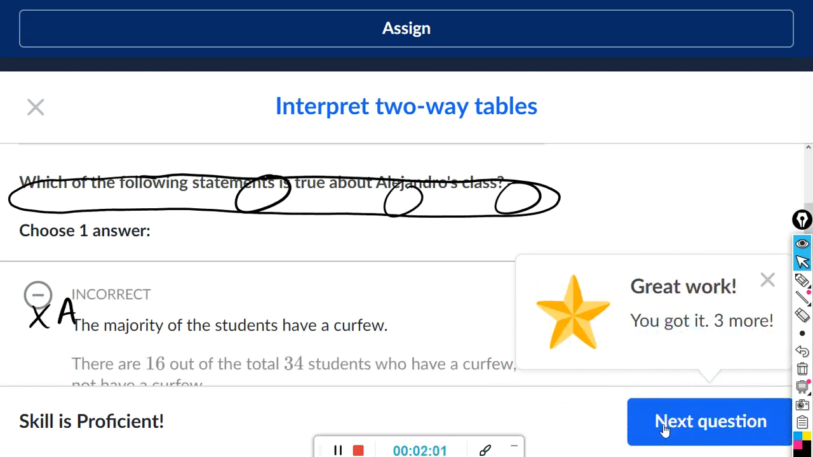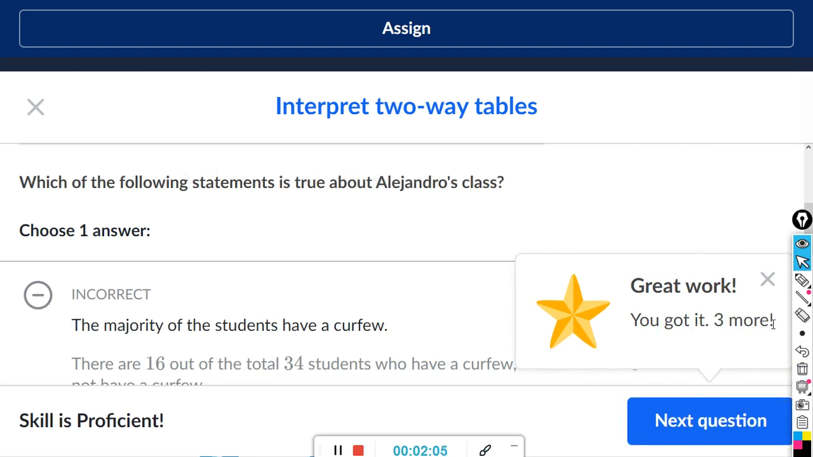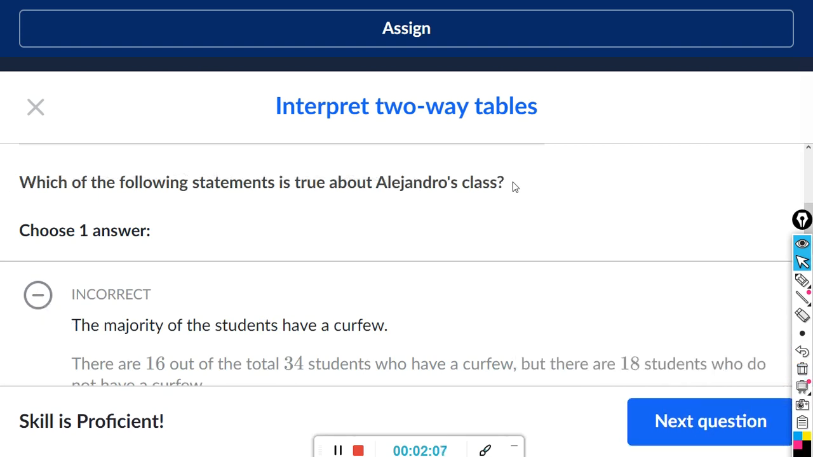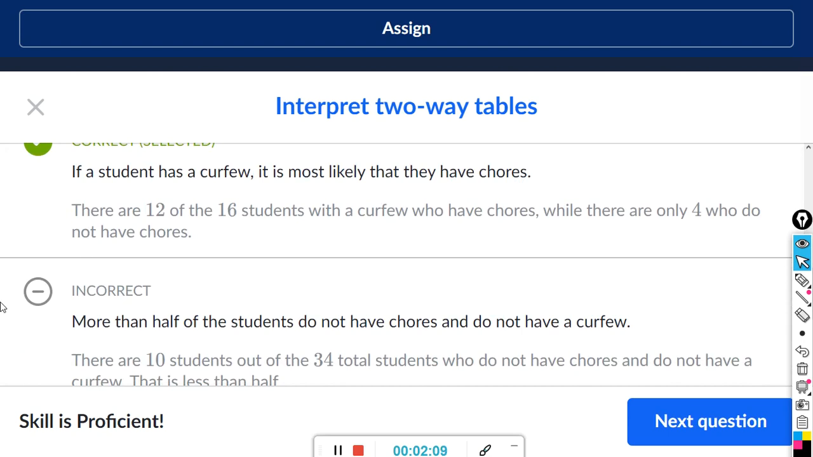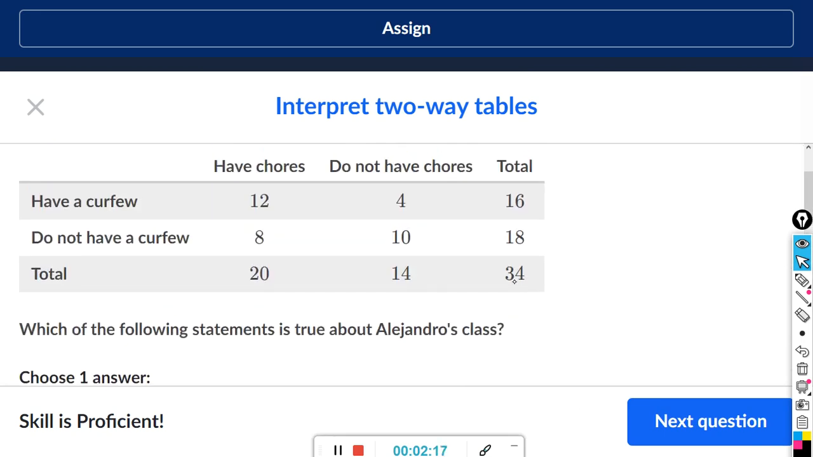If you don't want to risk it, I would check your other answers as well, just in case. All right, so I knew B was correct, but just in case, let's see. More than half of the students do not have chores and do not have a curfew. Well, let's see. Do not have chores and do not have a curfew. That's going to be 10 out of 34. 10 over 34 is not more than half. That's less than half.